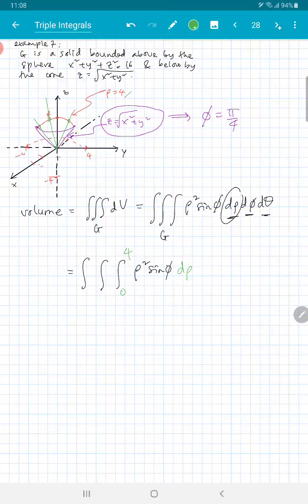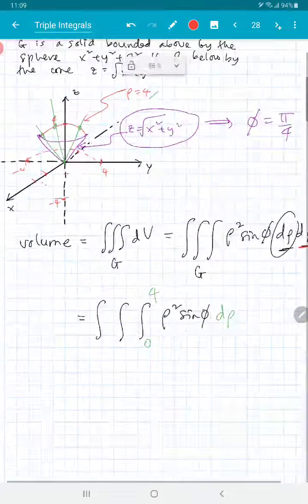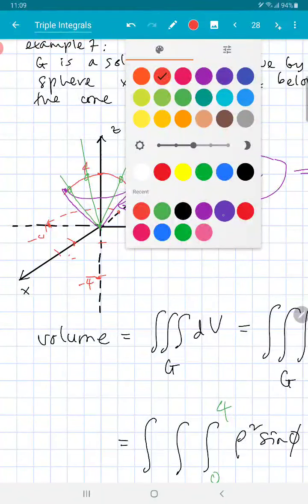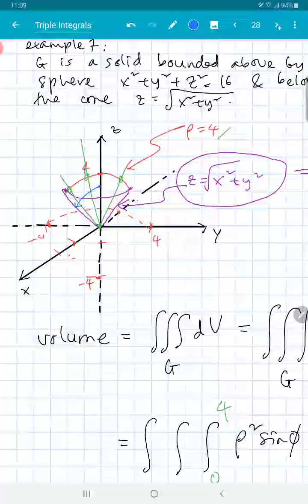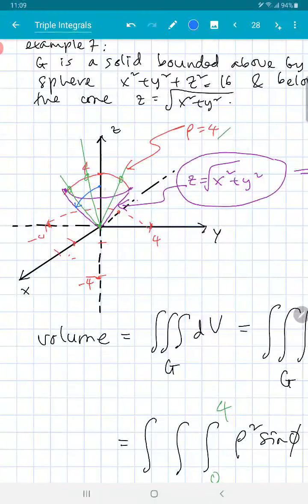Okay, now let's get the limits for phi. For phi, remember, we measure phi from the positive z-axis. Right, let me make this larger. Change the color to blue. So from the positive z-axis, you draw an angle across your region. Well, it starts here and then it stops on the purple cone. You can do it this way as well to measure this. So whatever it is, it does stop on the cone.